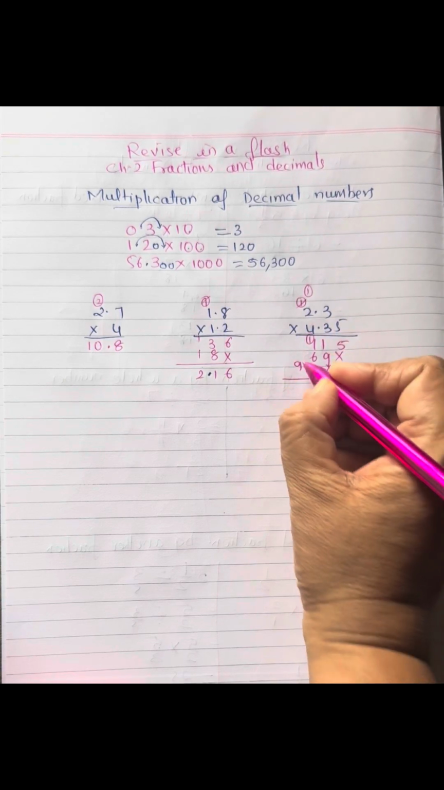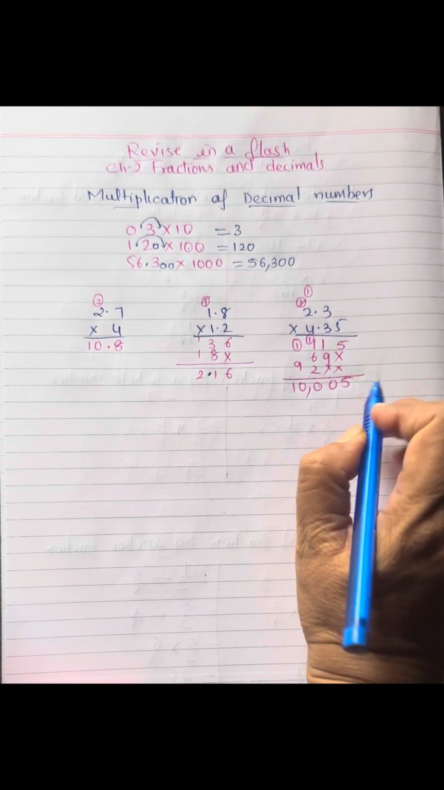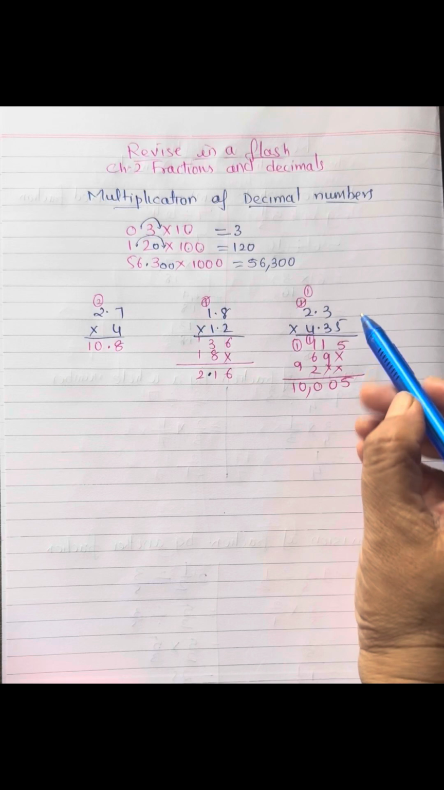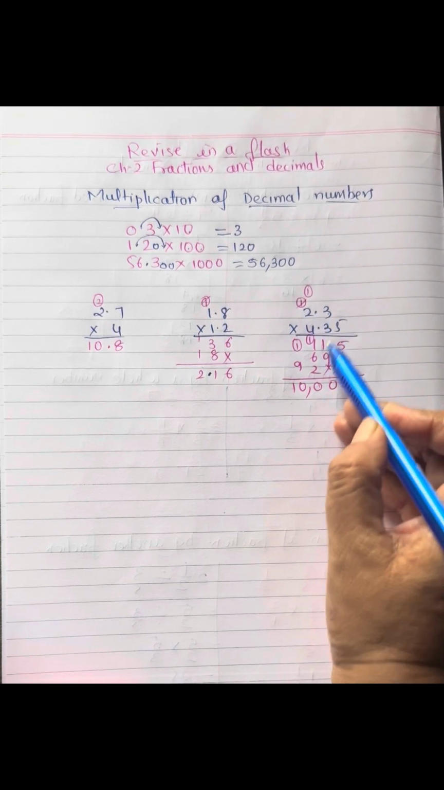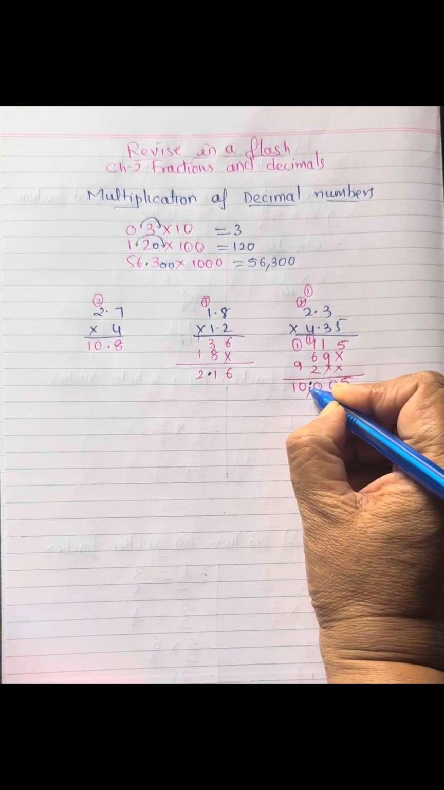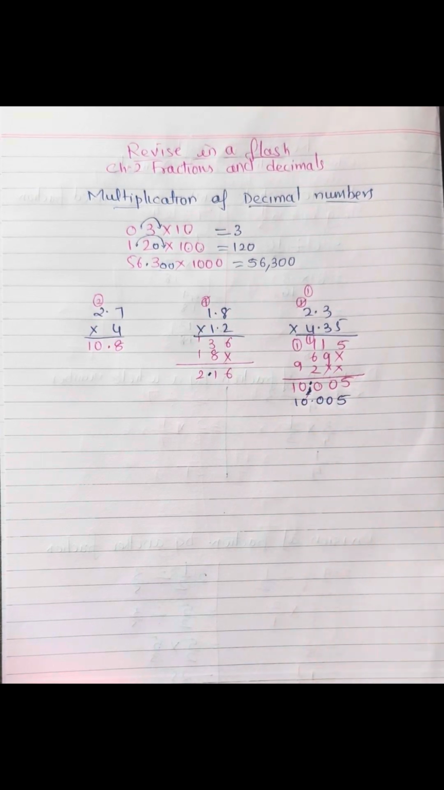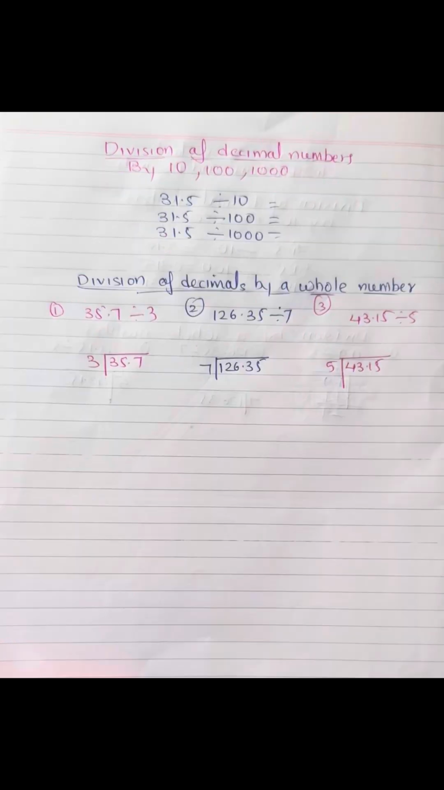So 8, 9, 10, 0, 1 carried. So the answer is 10,005. But now we need to put the decimal point. So let us count the digits after the decimal point. 1 and here 2, 3. So total 3. So the decimal point will be here. So the answer is 10.005. Okay, this is multiplication of decimal numbers. I have taken all varieties of examples so that you can easily solve. So we have understood multiplication of decimal numbers. Now we'll understand division of decimal numbers.